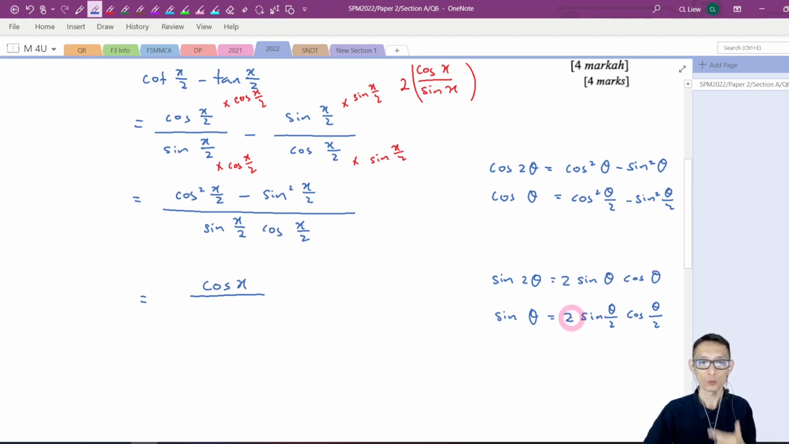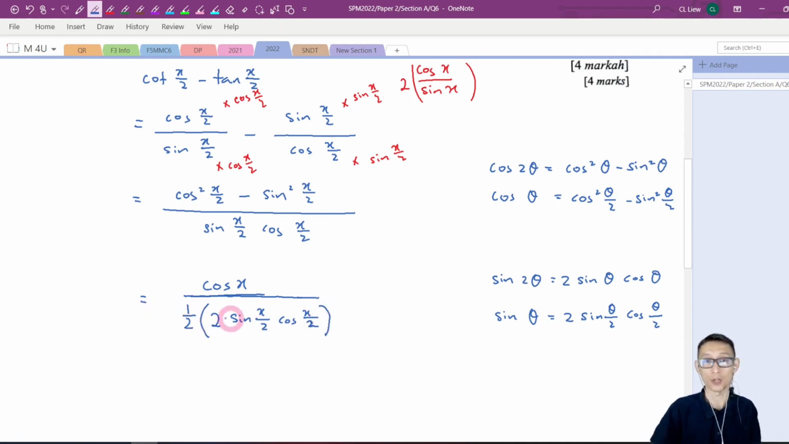But here we have a problem. We want a 2 here, but we don't have a 2. How? It's okay. You can just simply add a 2 for it. Let me just add a 2 for it. But after you add a 2 for it, you cannot change the value. You can just change the way of writing it. So how do I keep the value unchanged? So I am going to multiply this whole thing by 1 over 2. Therefore, this thing still equals this one.